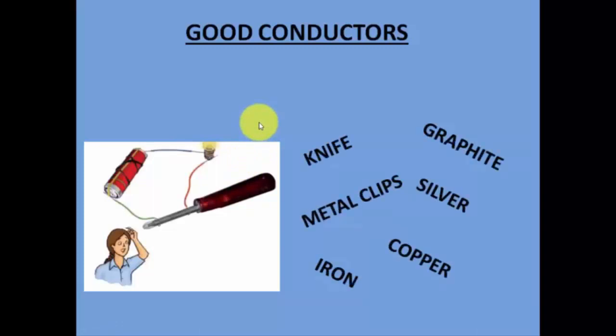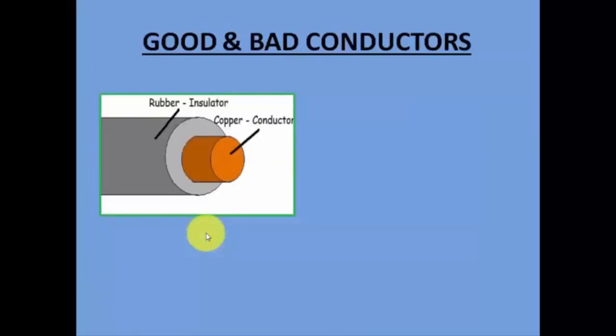So these are good conductors. What are the other good conductors? Let's say instead of this tester, we have a knife connected here. A knife is again a metal. If we connect a knife, immediately the bulb will again glow. That also shows that a knife is a good conductor of electricity. Various other examples of good conductors of electricity are graphite, silver, copper, iron, and metal clips. Mostly metals will be good conductors of electricity, and that can be confirmed by using this simple experiment. So now you must have seen wires in your house.